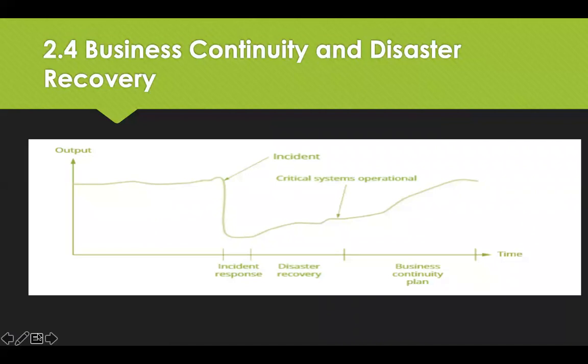So this diagram shows you how an organisation's output would look graphically before and during an incident and the following business continuity plan implementation. So everything was fine up until the incident happened, output dropped, you were responding to the incident, moving into disaster recovery, and then you get onto your business continuity plan a little bit later on to bring your output back up to where it was before the incident happened.